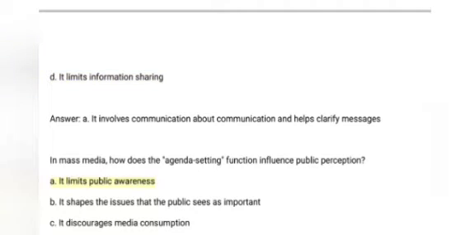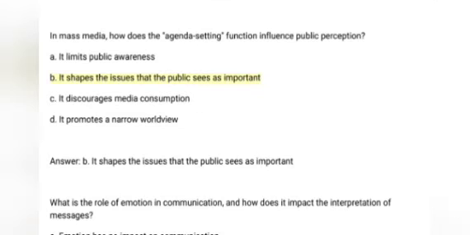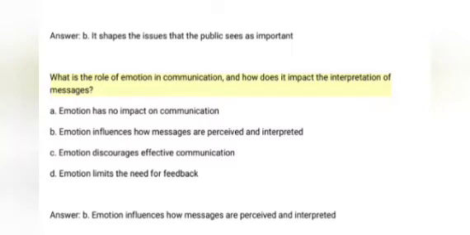In mass media, how does the agenda setting function influence public perception? A. It limits public awareness. B. It shapes the issues that the public sees as important. C. It discourages media consumption. D. It promotes a narrow worldview. Answer. B. It shapes the issues that the public sees as important.